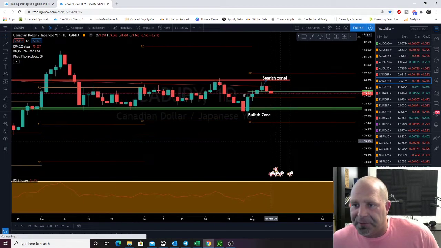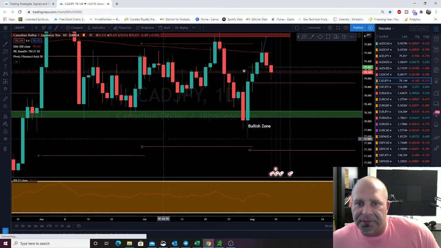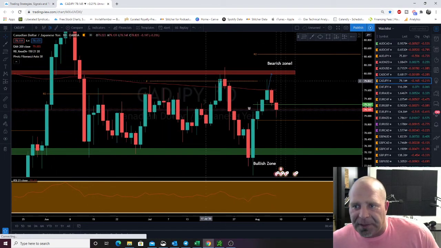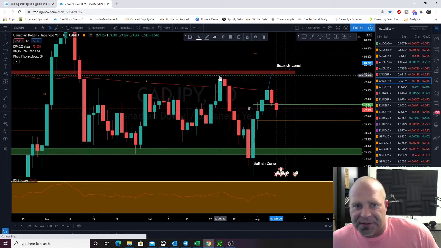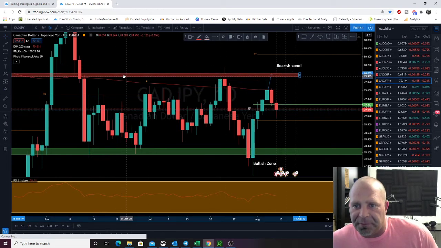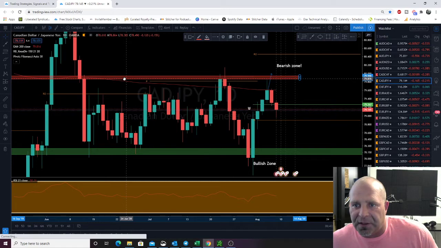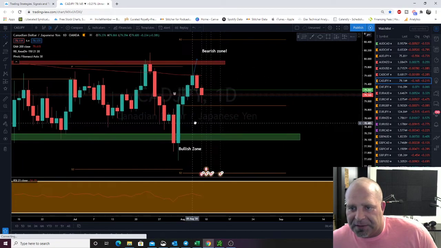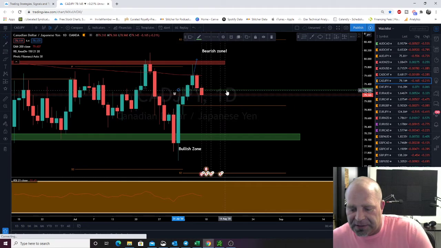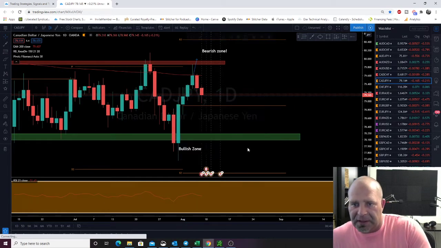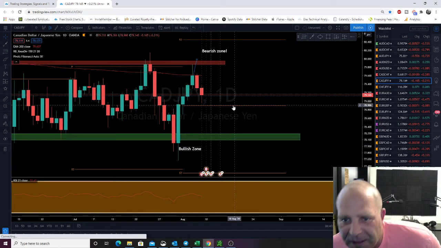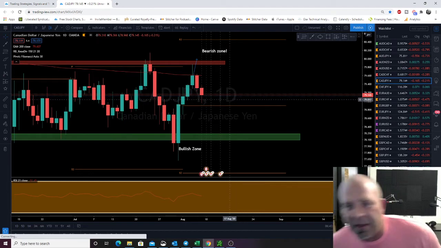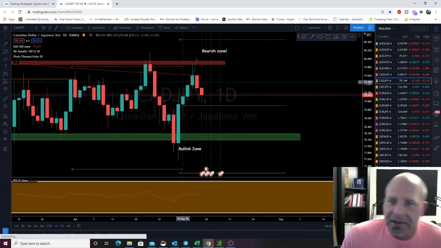Canadian dollar JPY. So we got our bearish zone up here because of this turn. We could probably pull it down. I like to kind of go where the bodies were. This is kind of noisy. And then we touched here. So now we're on our way back down. Now you can see, yes, we made a quick run to the pivot and we pulled back.